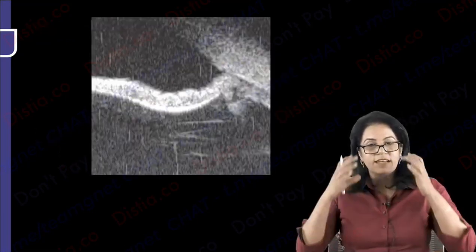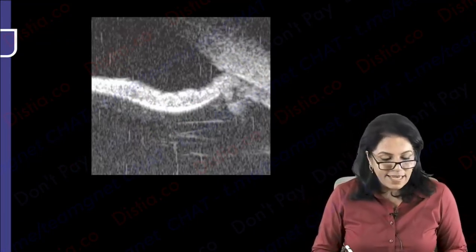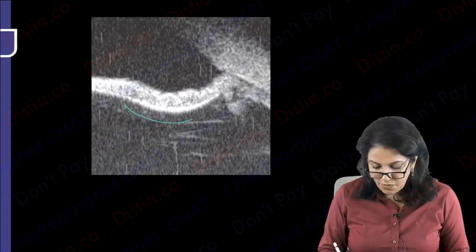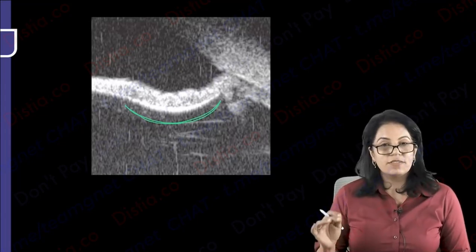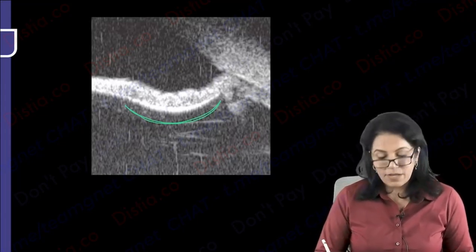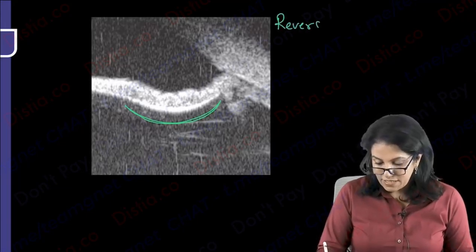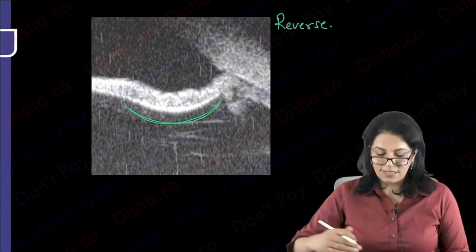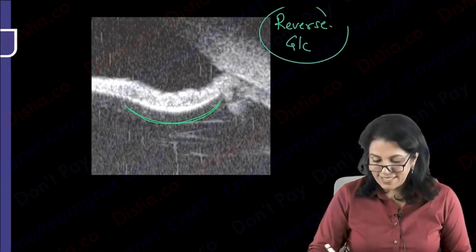And when I am doing an ultrasound biomicroscopy, what I see this time is a concave configuration of the iris. And you know what is the interesting part? That is why pigmentary glaucoma is also called reverse glaucoma. This time the direction of the iris is reverse. It's not a bombé, it's reverse. So it's a reverse glaucoma. Can we note this down?